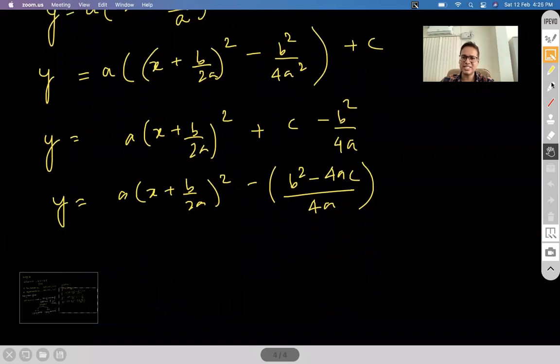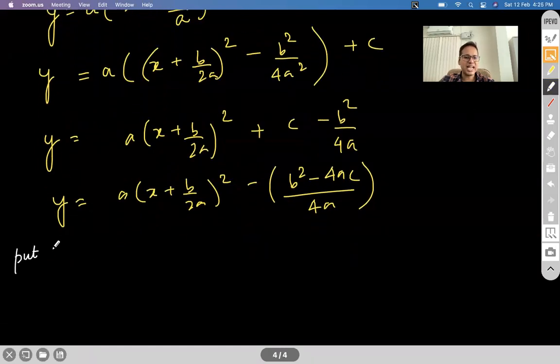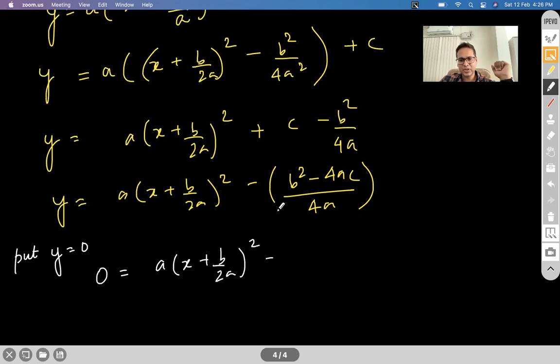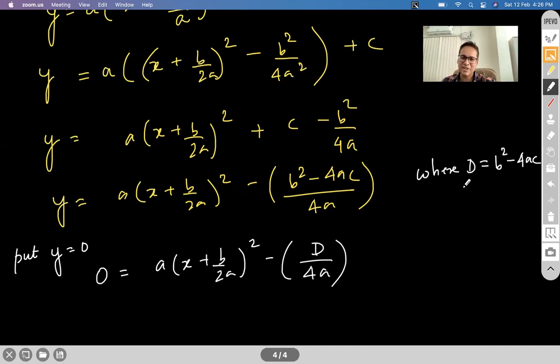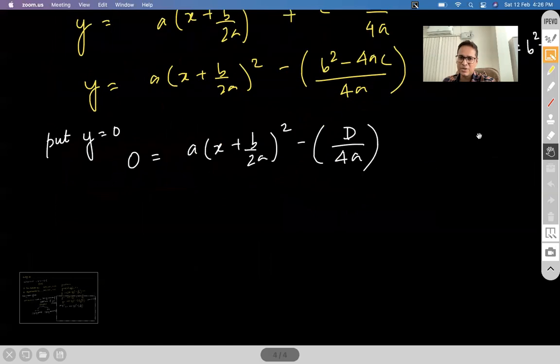Now here in this expression, I will now substitute y as zero. Okay. Just to find out the points where it is intersecting the x-axis. So when you put y as zero, you will end up getting a situation like this. Okay. By the way, if you permit me, I can write this term as D, where D is your expression b square minus 4ac. Now, why is it given a special treatment? Why are we calling it by a different name? It is basically the discriminant of the quadratic equation. And I will talk about the discriminant in some time, how it is useful.